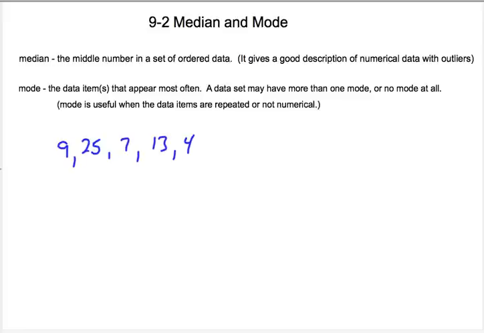In this video, I'll be talking about median and mode. Median is the middle number in a set of ordered data. It can give a good description of numerical data, even if there are outliers. The mode is a data item or data items that appear the most often. A data set may have more than one mode or no mode at all. Mode is often useful when the data items are repeated or not numerical at all.